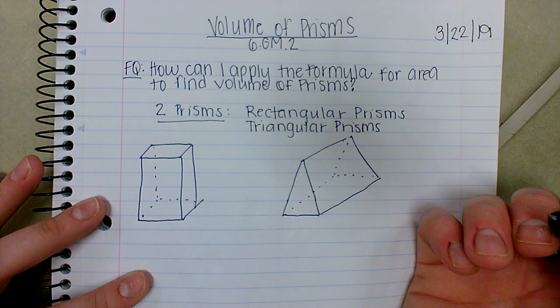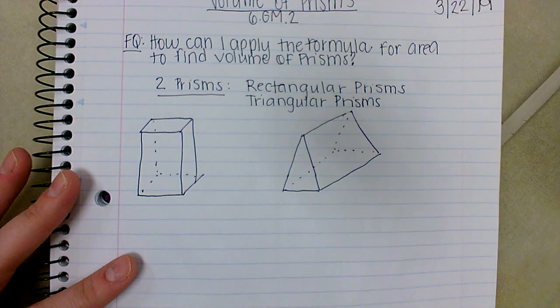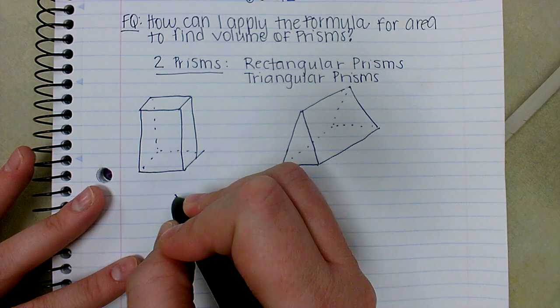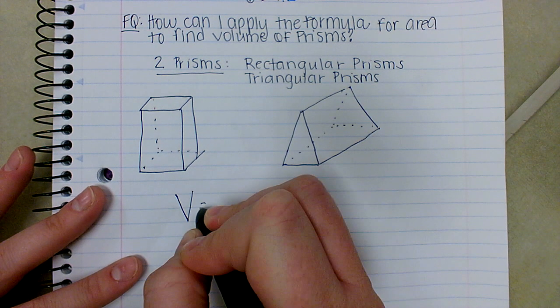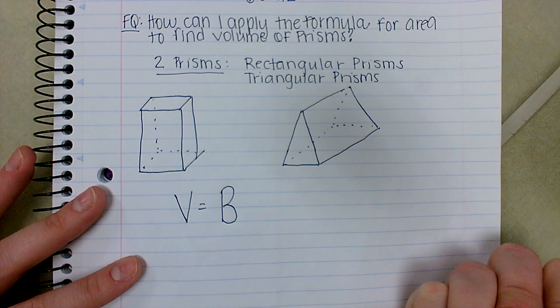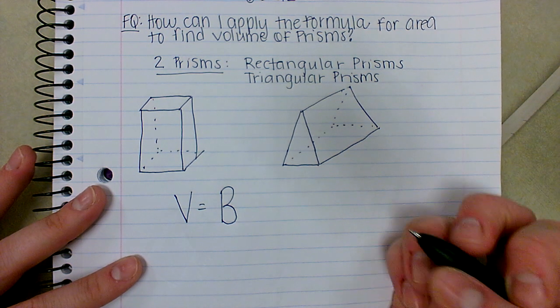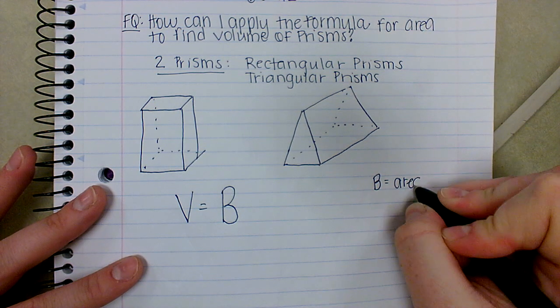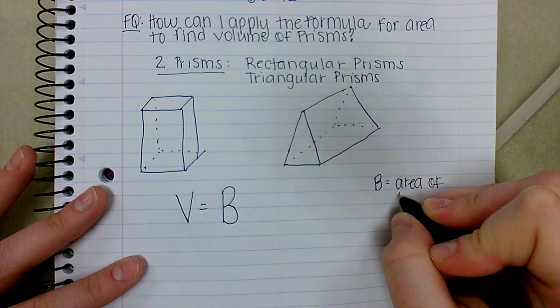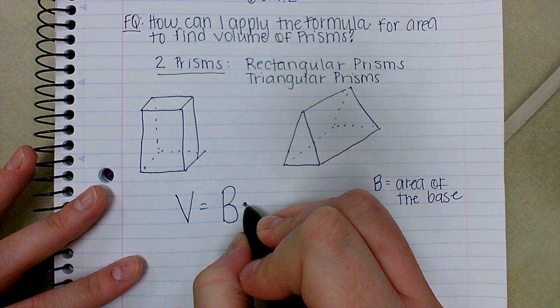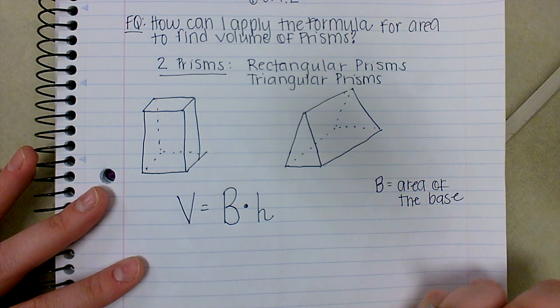To find the volume of prisms, we have to find the area of the base, which is a big B. So a big B is the area of the base times the height of the prism.